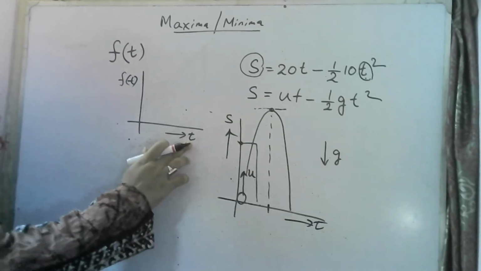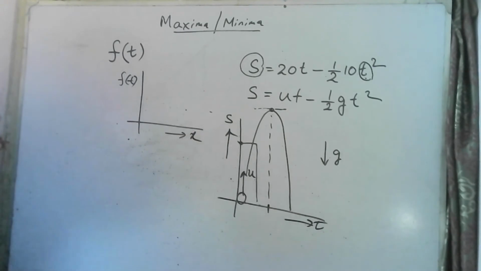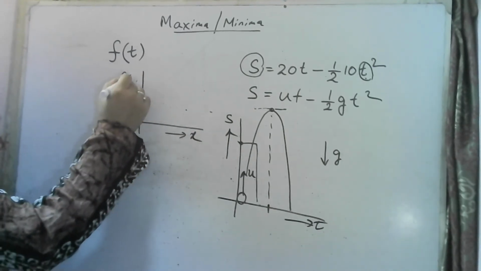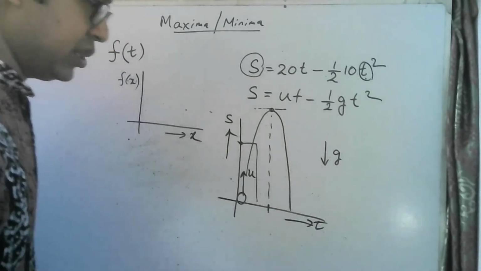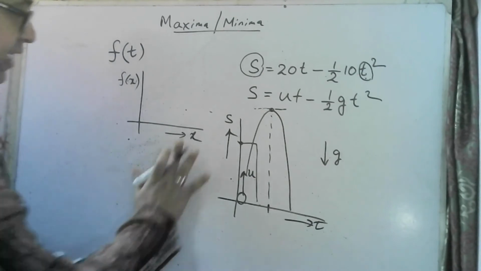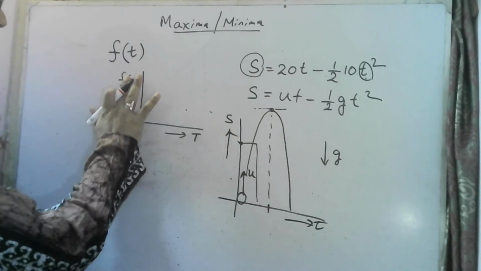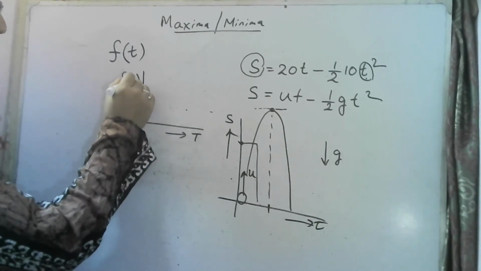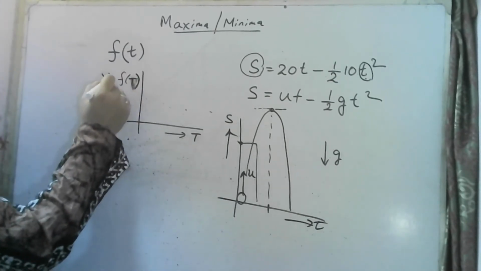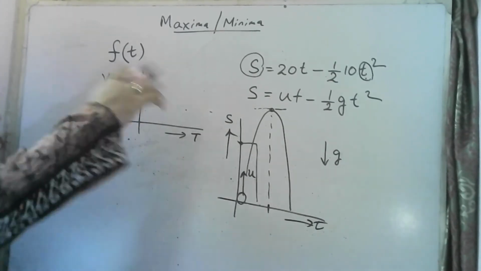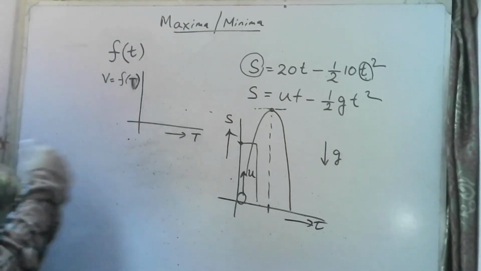If it is a function of t, then this is t and this is f(t). If it is a function of x, then this will be x. Sometimes we will encounter that volume changes with respect to, let's say, temperature. In that case, the independent variable is temperature, and the volume is dependent on that temperature. This is how we represent the curve, but our focus is not here.